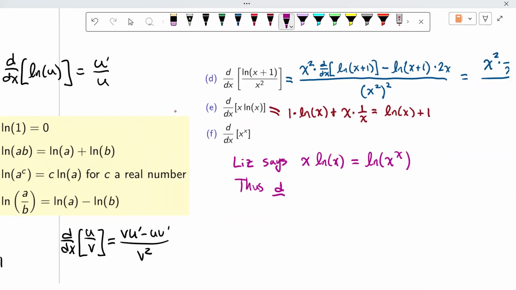And so, thus, we haven't just figured out the derivative of x times natural log x. We figured out the derivative of the natural log of x to the x, which is this. Good thinking, Liz. You just accidentally figured that out.